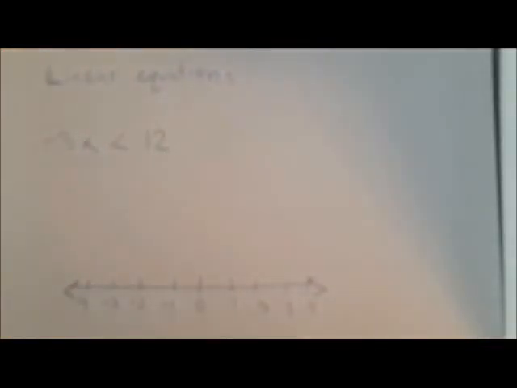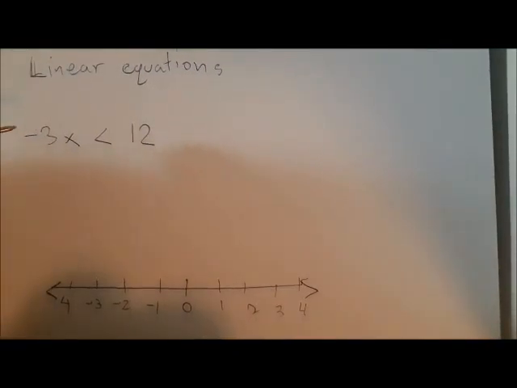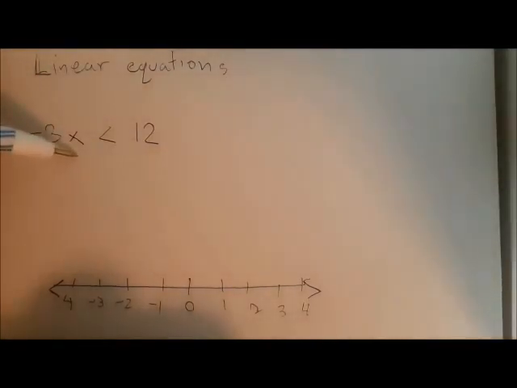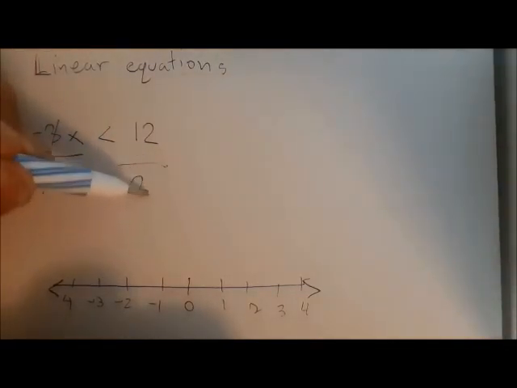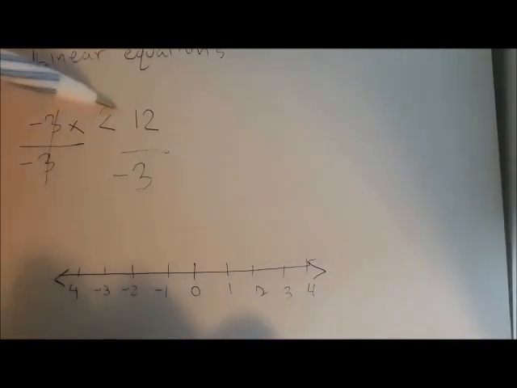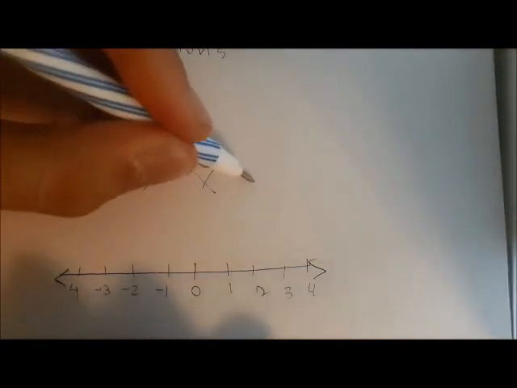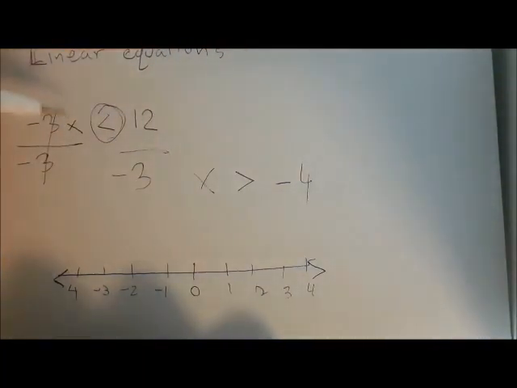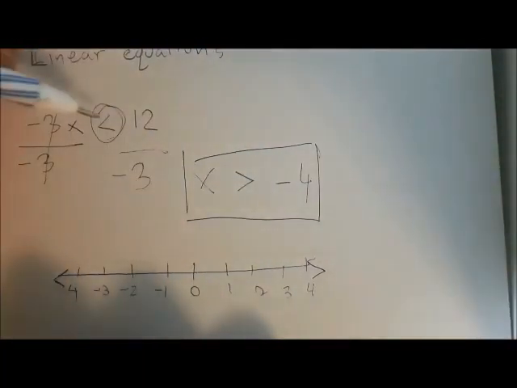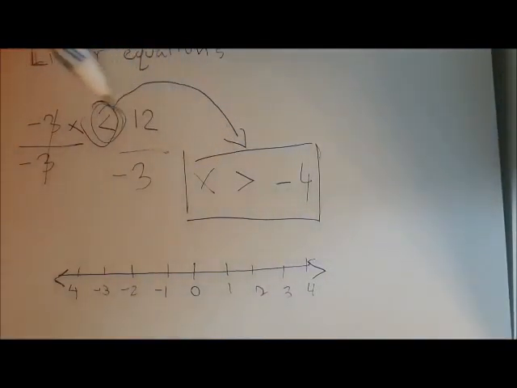When solving linear equations, you will often get questions like this. In this, what you have to do is divide by -3, divide by -3. A short note is, you have to remember when you're dividing in linear inequalities, you have to switch this sign. So it will be x. We have switched this into this: less than into greater than, greater than into less than.